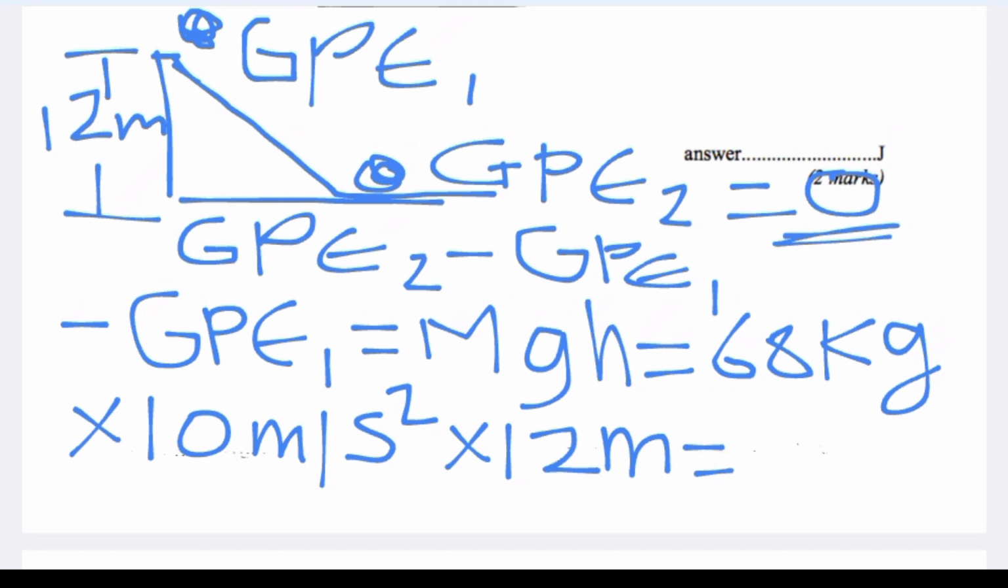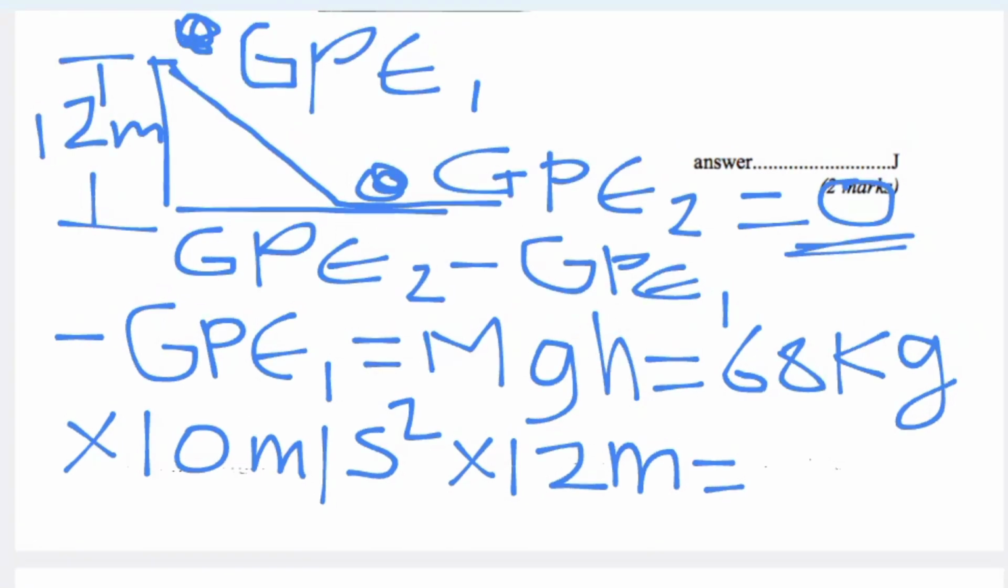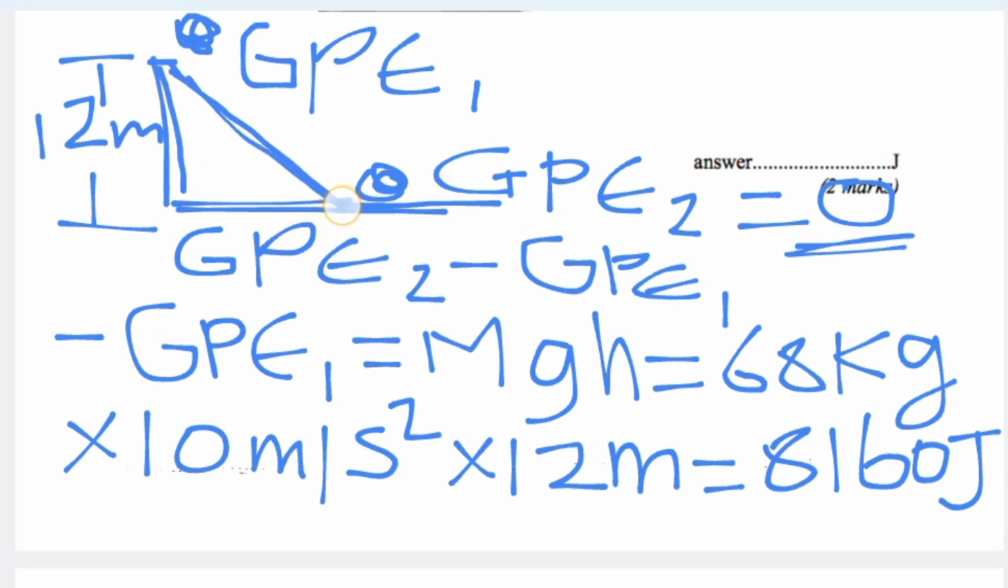Alright, so when we calculate this after manipulation of the numbers, we get a number, and that number is the loss of gravitational potential energy, and it is 8,160 joules. So this is the number, and we can change it to kilojoules as we did in the previous question. Just divide it by 1000. Okay, so this is the answer.